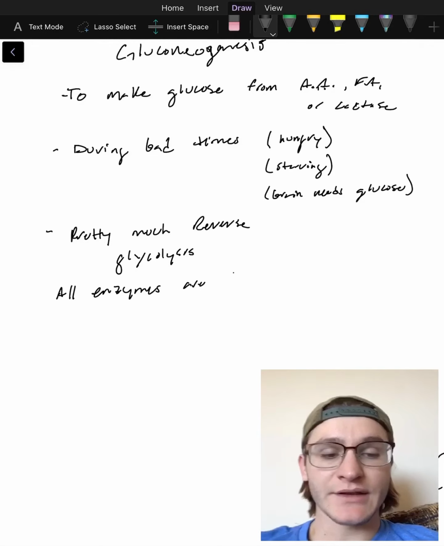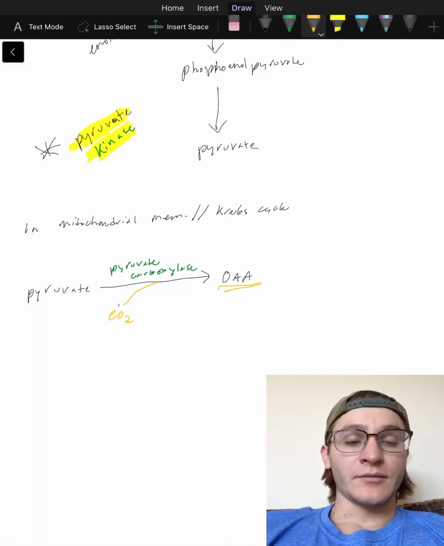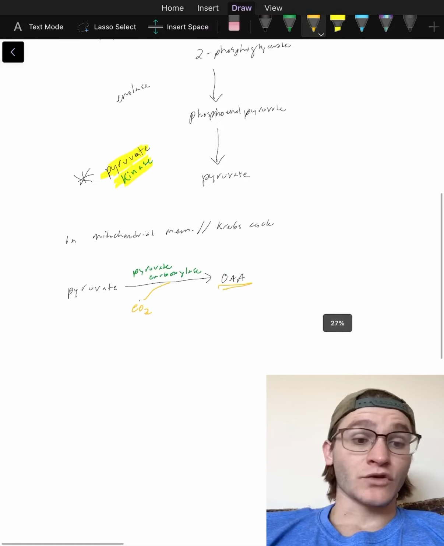And so what does this? Well, we need to put a carbon dioxide on the pyruvate. So an enzyme helps us with the name. It's called pyruvate carboxylase. And so we're going to put a carbon dioxide molecule on the pyruvate. So we lose carbon dioxide, and we're going to form oxaloacetate. And oxaloacetate is a vital portion of the Krebs cycle.